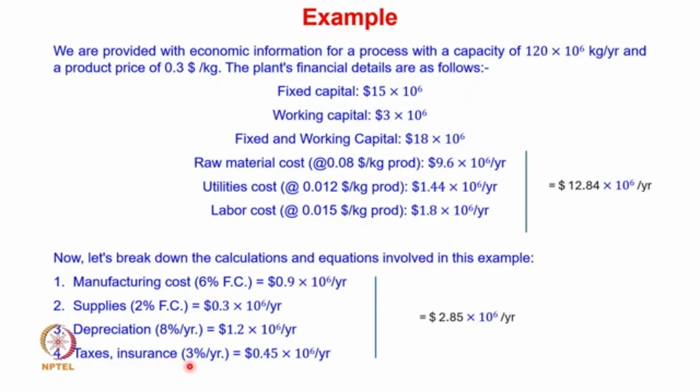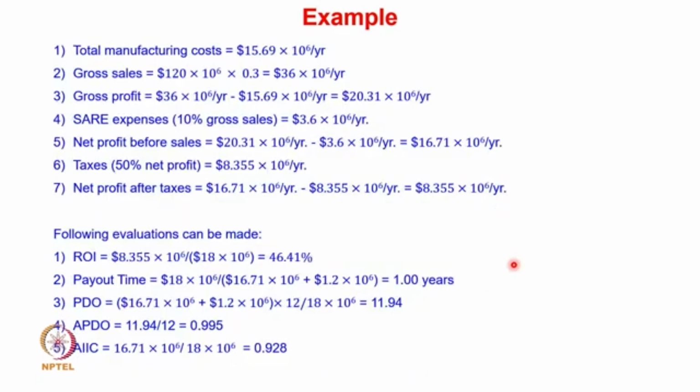So then the taxes and insurance we are calculating, that is around 3% per year. So 3% per year, that comes around 0.45 into 10 raised to power 6 per year. And we can add all these costs along with this. So you can see if we add these costs, it comes around 2.85 into 10 raised to power 6 per year, and this is around 12.84 into 10 raised to power 6 dollars per year. If I add both these, what we get is the total manufacturing cost. So total manufacturing cost comes around 15.69 into 10 raised to power 6.